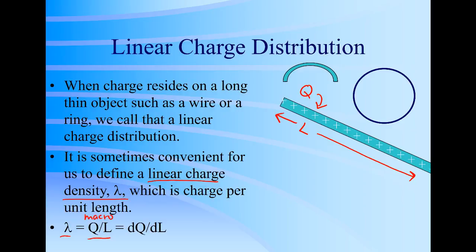Or we can split the object up into little chunks. And this little chunk has a little bit of charge, dq, and it has a little bit of length, dl, which we sometimes will write as dx. So this could also be dq over dx. So that's what a linear charge distribution would look like.